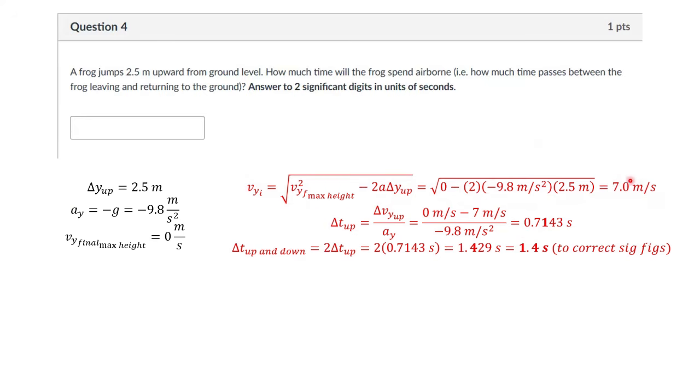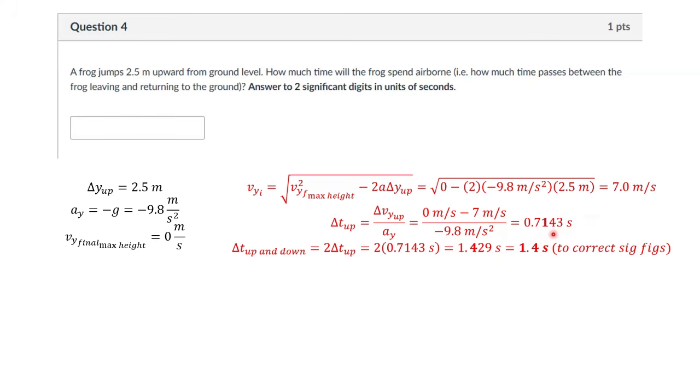Once we know that initial y component of velocity, and we also know that the final y component of velocity for this upward journey will be 0, then we know that the change in velocity is 0 minus 7, which is negative 7 meters per second during this first going up time period. The constant acceleration for free fall, which anytime you're unsupported and airborne, you're in free fall, is negative 9.8 meters per second squared. 7 over 9.8, negative 7 over negative 9.8, if you prefer, the negatives cancel, is equal to 0.7143 seconds. But they didn't ask us for how long it took the frog to jump up.